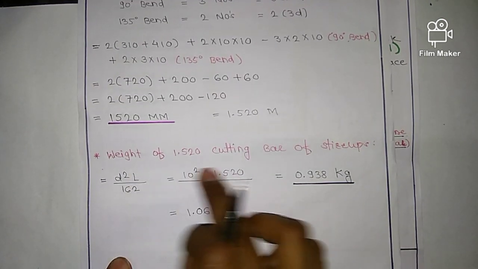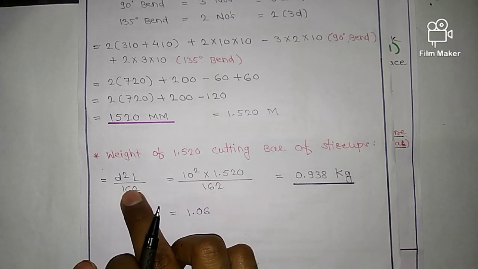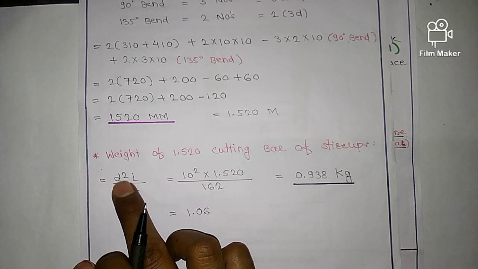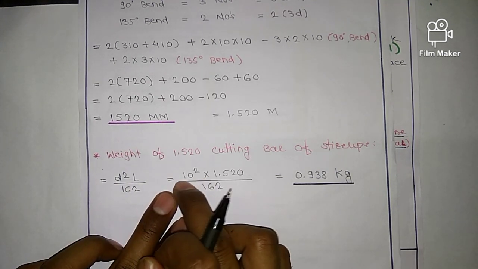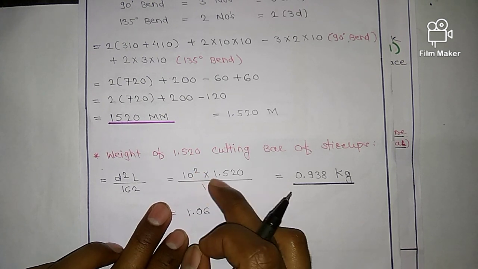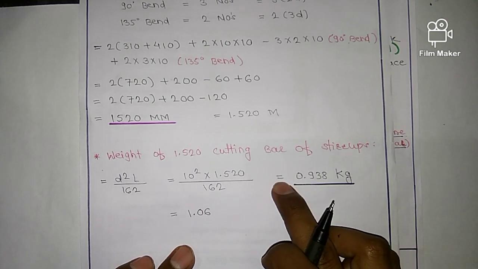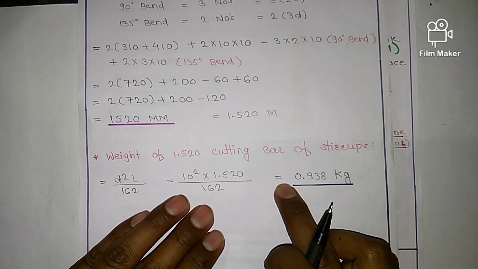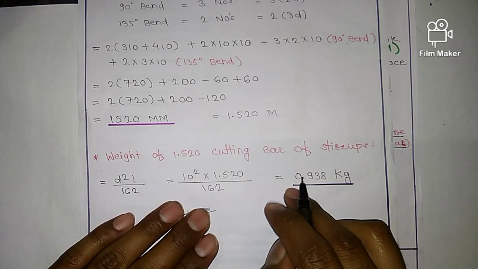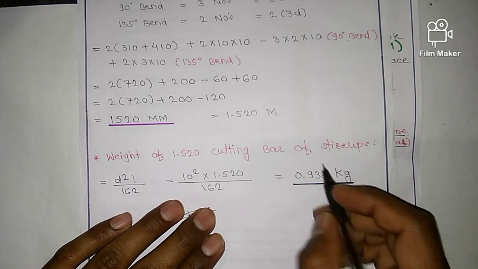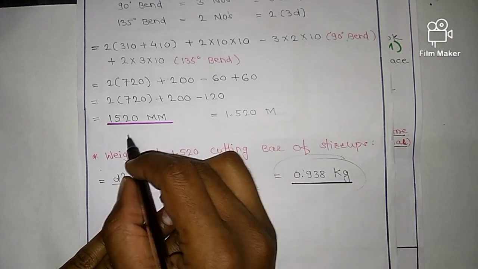Now let's calculate the weight of that cutting length. The formula for weight of the bar is d square L upon 162. So d is the diameter, that is 10 square into 1.520 by 162. The answer is 0.938 kg. So this is the correct answer. This is the kg value of this cutting length.